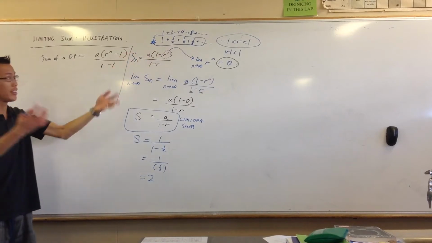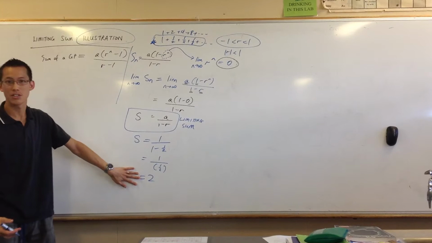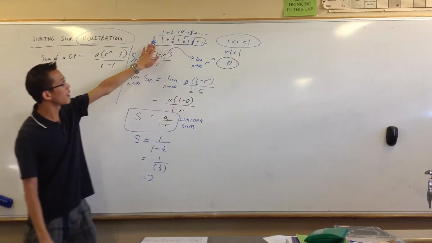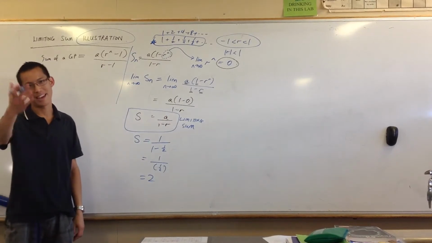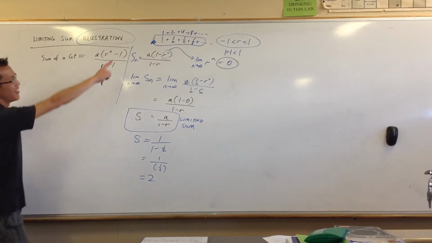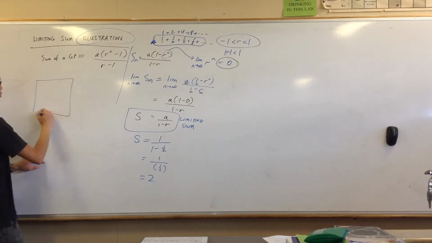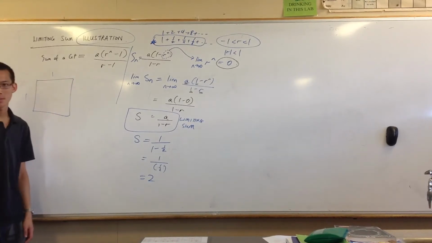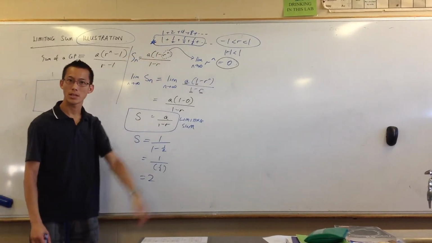I want to try and visually demonstrate that this is true, that's why I call this an illustration. What I want to think of is all of these as areas. Let's take that one. I want to draw that as a square, which is 1 by 1 in dimensions. So this square represents my first term.